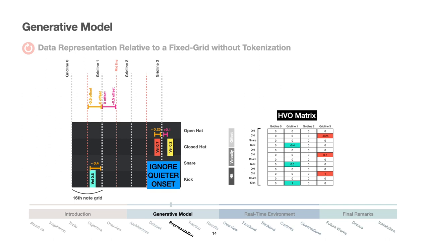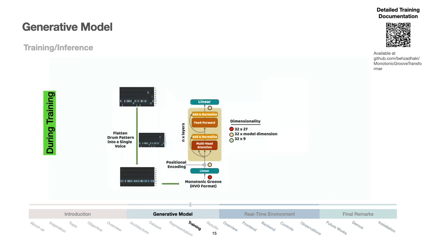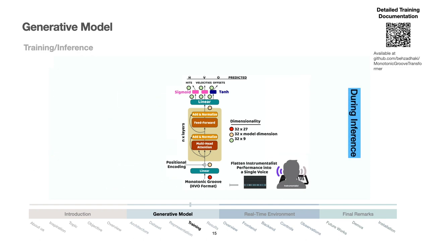The resulting matrix, called HVO, short for hits, velocities, and offsets, is used as a representation of the events in the performance. To train the model, we grab 2-bar drum performances from the dataset and flatten them to get the input rhythm. Subsequently, each of the input-output samples is represented by stacking the hit, velocity, and offset events into a single HVO matrix. The output layer of the transformer is modified to be able to predict these values. During training, the target hit, velocity, and offset values are compared with the predicted values using either binary cross entropy or mean square error loss criteria. It should be noted that during inference, the same setup is used, except that, as I mentioned previously, in the real-time application, the input is derived directly from the instrumental performance.